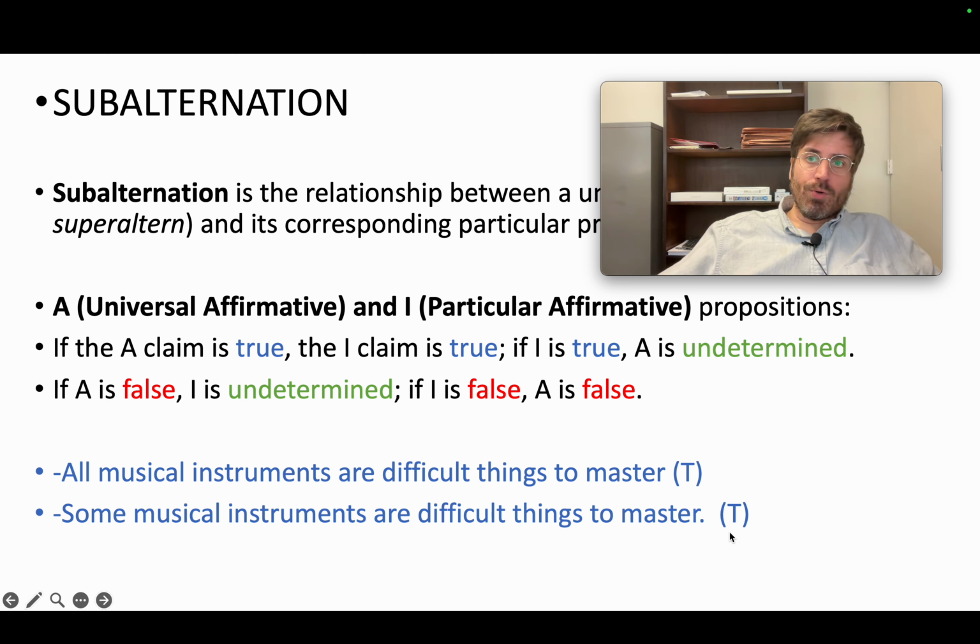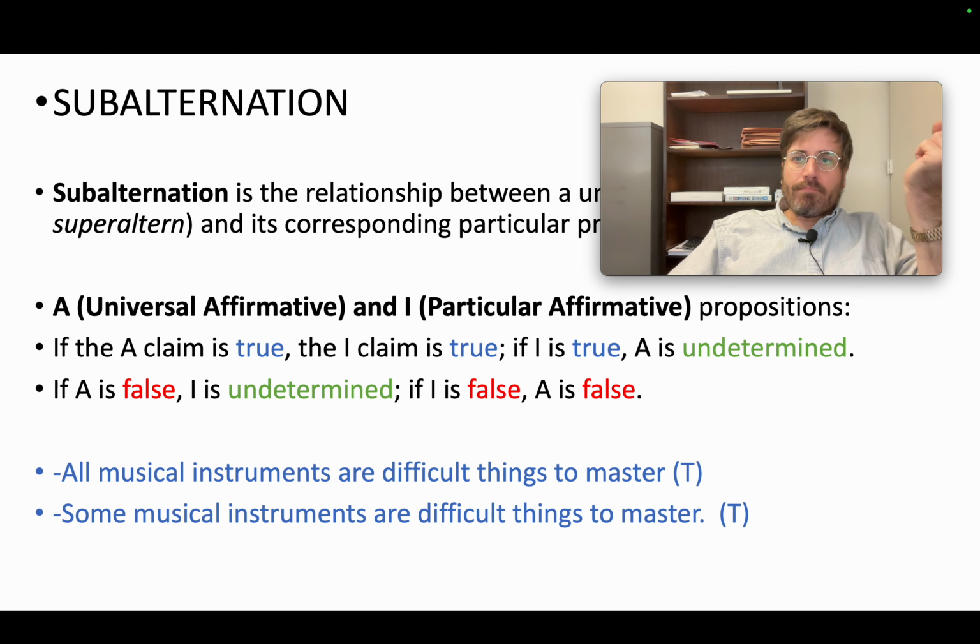And this kind of just makes intuitive sense, I think, if you just stop for a moment and put away all of the architecture of the square. If we're really saying every instrument in the world is difficult to master, then surely it also follows that some or a few instruments are difficult things to master too, right? Because it's a smaller scope of things that is included within the universal. So think of the A claim as capturing more entities in a way, and the particular is contained in the universal with respect to a true categorical proposition.